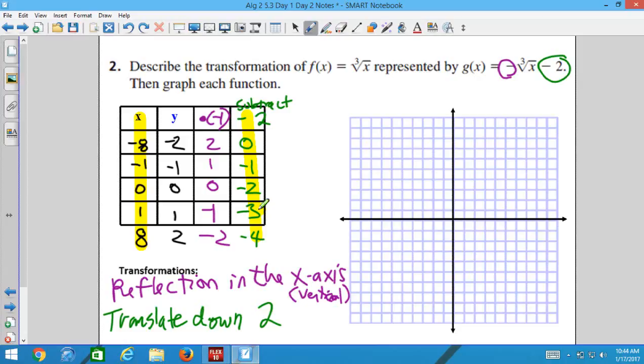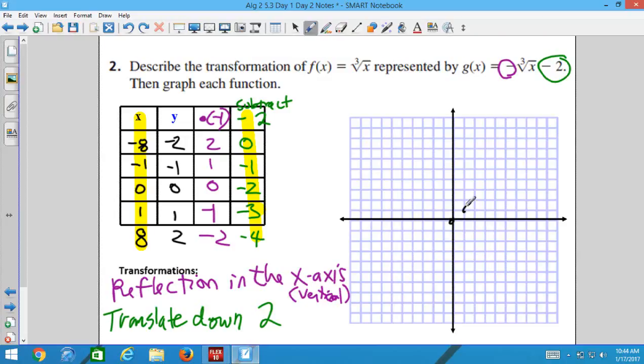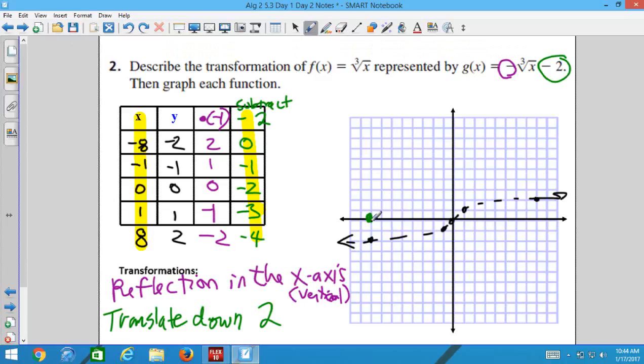Okay, so plotting the parent function. And then the transformed: -8, 0, -1, -1, 0, -2, 1, -3, 8, -4. Nice job, Mr. Squirrel. Thanks.